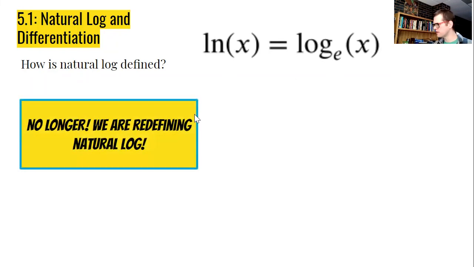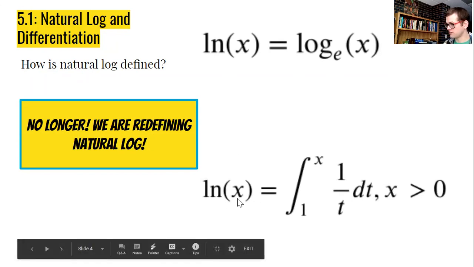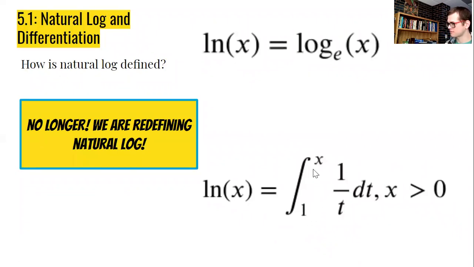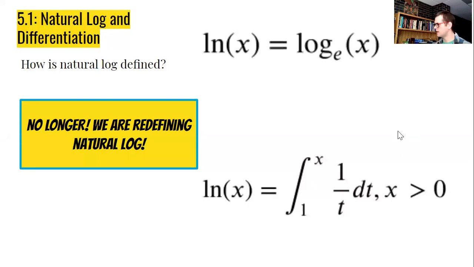No longer. We're redefining it. We're redefining natural log to be the accumulation function of the area under 1 over t from 1 to x, as long as x is greater than 0. Why are we doing that? Because that's how the book decided to say it. That's how our book redefines natural log.